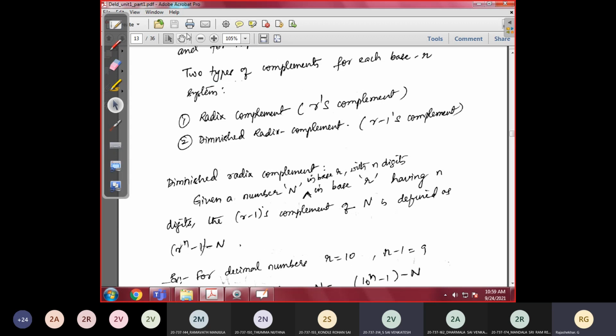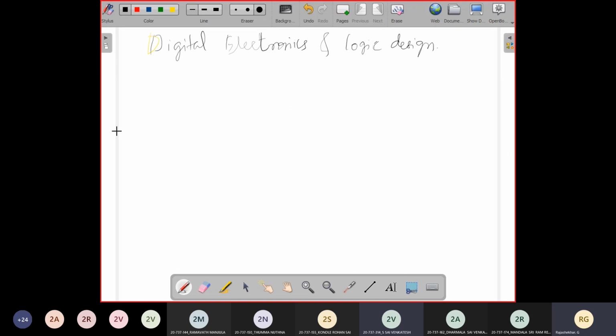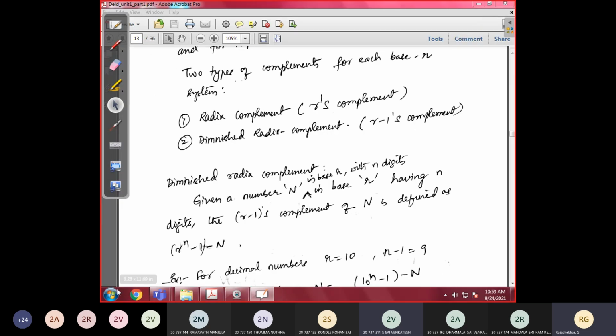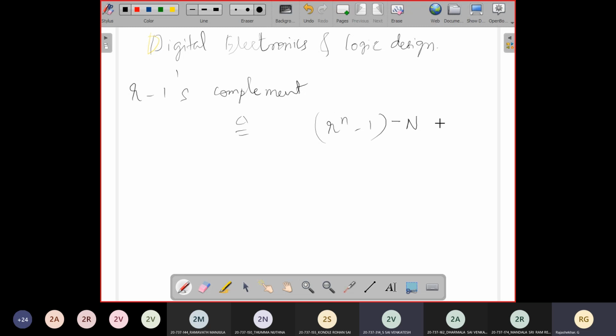So R minus 1's complement is defined as R power n minus 1 minus N. This is how you define your R minus 1's complement of a number: R power n minus 1 minus N. Are you able to see that? R power n minus 1 minus N, where N is the number which is given to us in a particular number system. So this is the first complement, which is called diminished radix complement or simply R minus 1's complement.